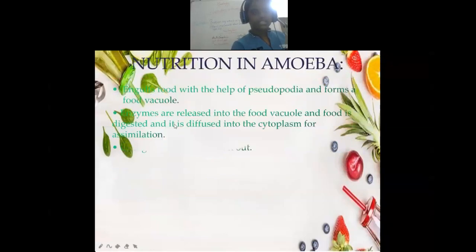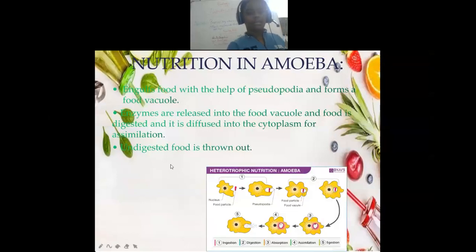In amoeba, first it engulfs the food material that comes into its surroundings with the help of pseudopodia, and then this food is taken to a food vacuole, where enzymes are released into the food vacuole and the food is digested. Even assimilation is done there because it's only a unicellular organism. Then undigested food is thrown out of the body of the amoeba. So this is the process.